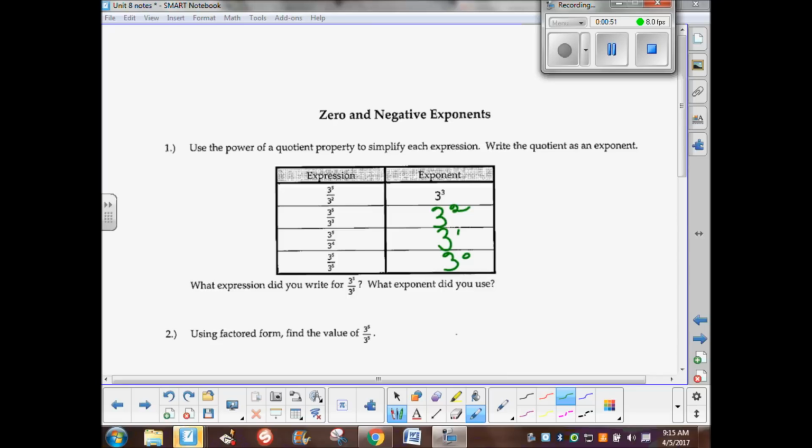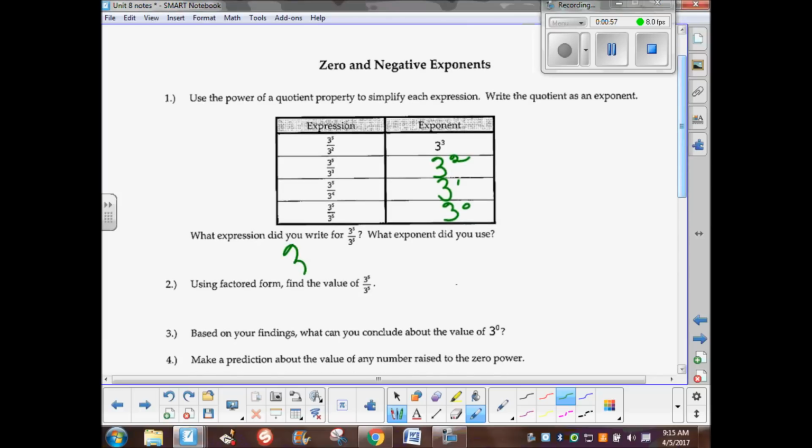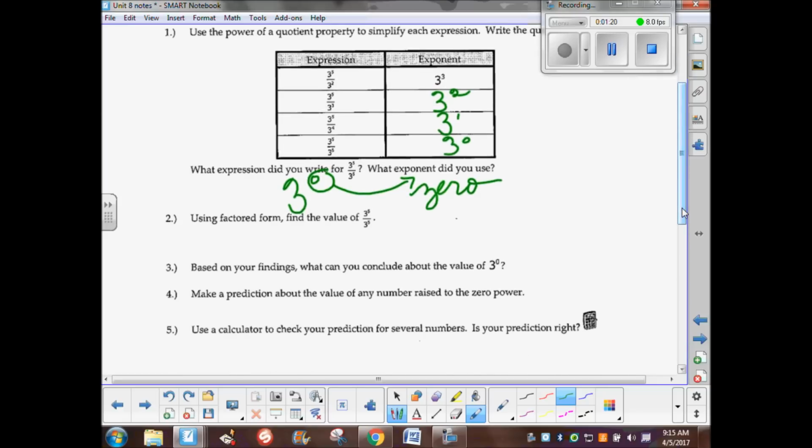So it says, what expression did you write for 3 to the 5th divided by 3 to the 5th? We know Alexis said it's 3 to the 0 power, and she's absolutely correct. What exponent did you use? We used 0. And then it says, using factored form, find the value of 3 to the 5th divided by 3 to the 5th. Meaning, let's expand this out. So 3 to the 5th means 3 how many times? 5 times, right? And then the denominator, same thing.